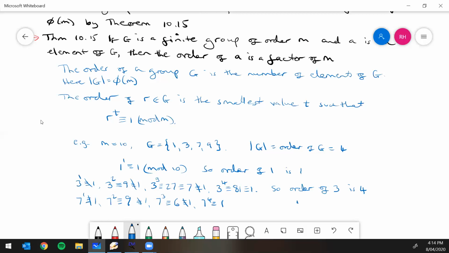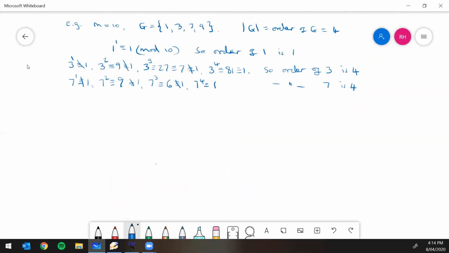So the order of 7 is 4. It took getting up to the 4th power before we hit 1. And the final one that we could look at is 9. 9 to the 1 is 9. That's not equal to 1. But 9 squared is 81, which is equal to 1. So the order of 9 is 2.